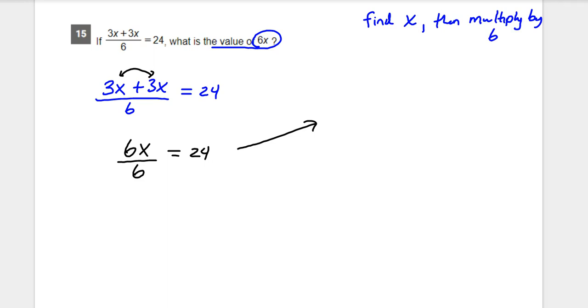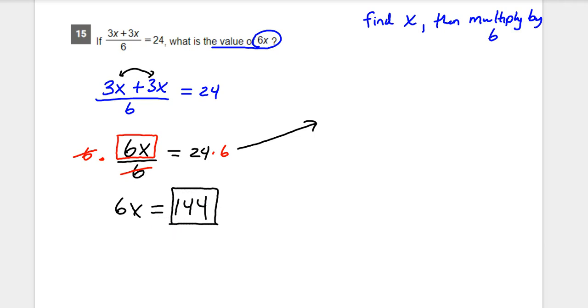Right now, notice this is what I want. I want to know what 6x equals. So to get 6x by itself, I just do the opposite of divide by 6. I just times this side by 6, which cancels these out, times this side by 6, and what I'm left with is 6x equals, what's that, 120 plus 24, 144. And that's what they wanted. They wanted to know what 6x equals. 6x equals 144. That's the answer to the question.